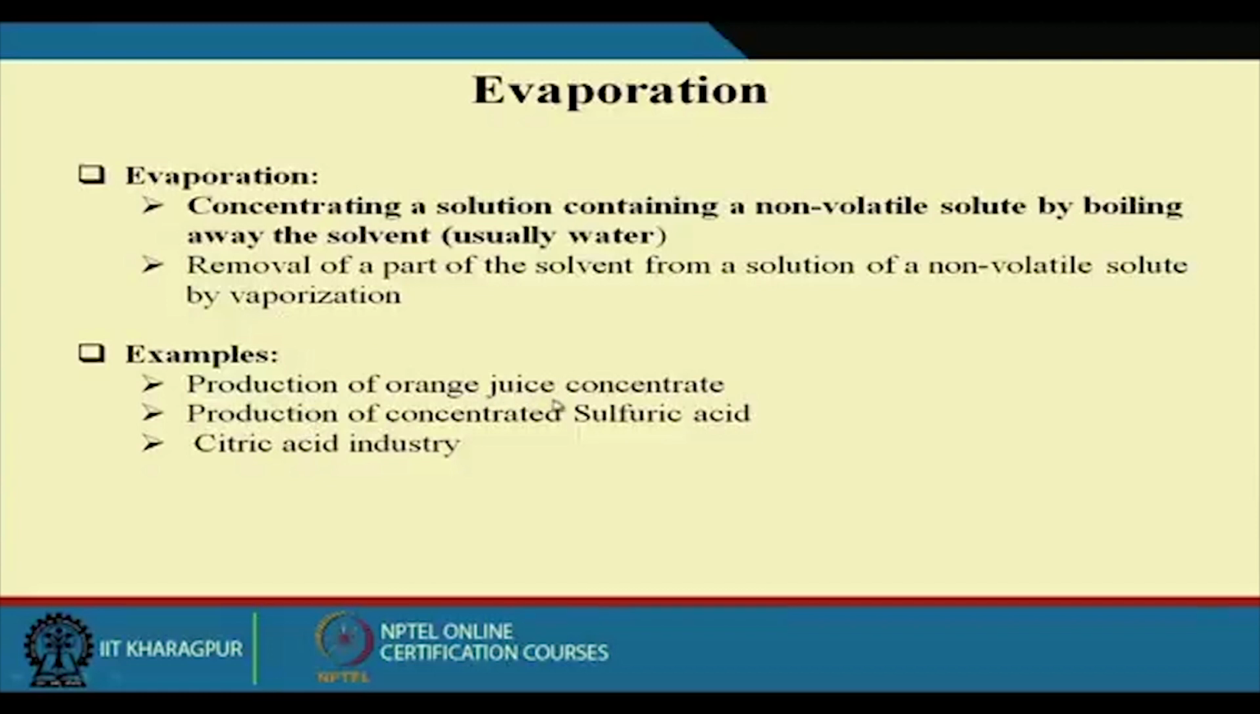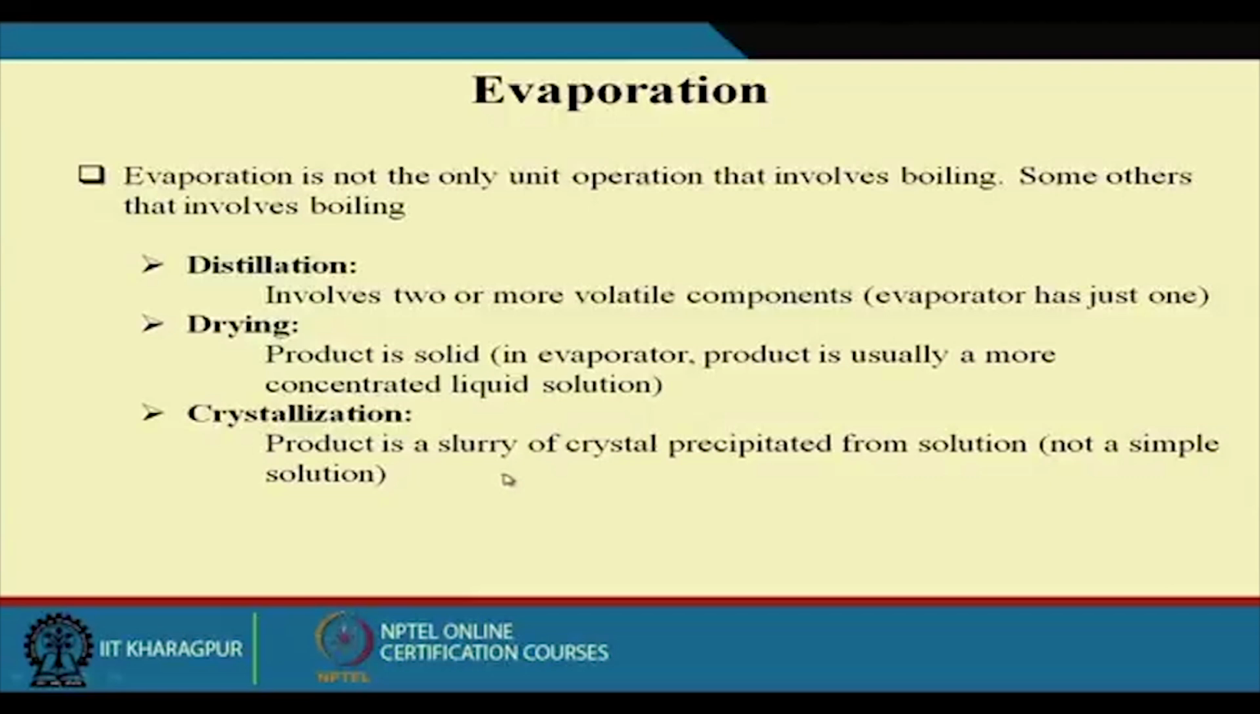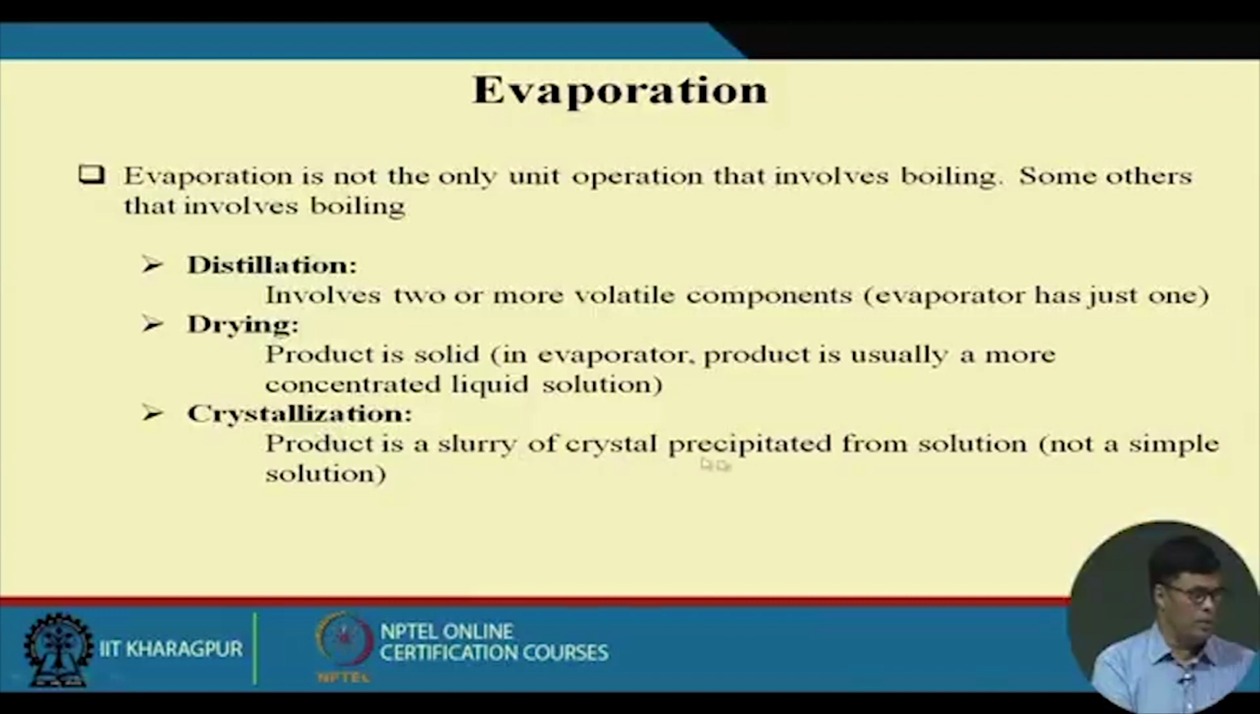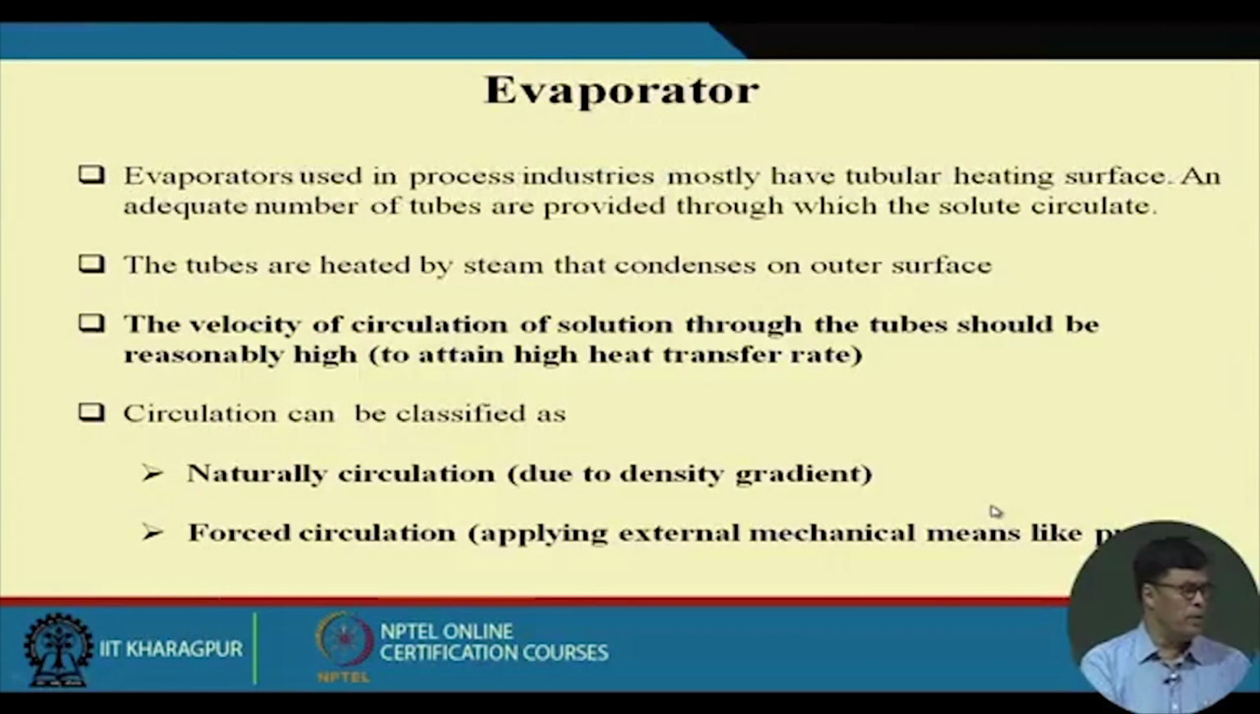Examples are the production of orange juice concentrate, the production of concentrated sulfuric acid, and the citric acid industry. Now, evaporation can be used for different purposes. One is distillation, which involves two or more volatile components. Then there is the drying process, where the product is a solid. In evaporation, the product is usually more concentrated and in liquid form. And in crystallization, the product is a slurry, with crystals precipitated from the solution. So, evaporators are used in the process industry, and there are different types of evaporators.